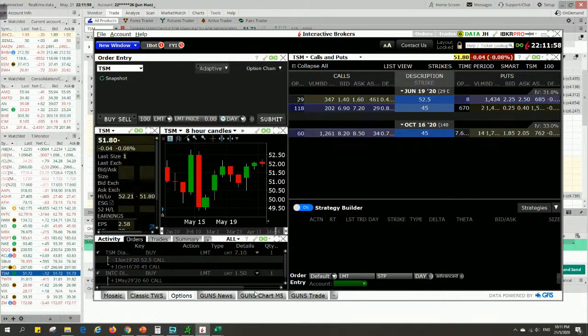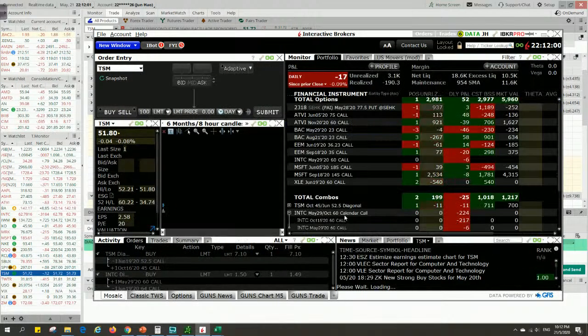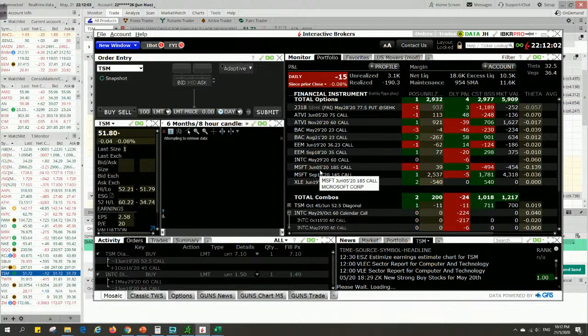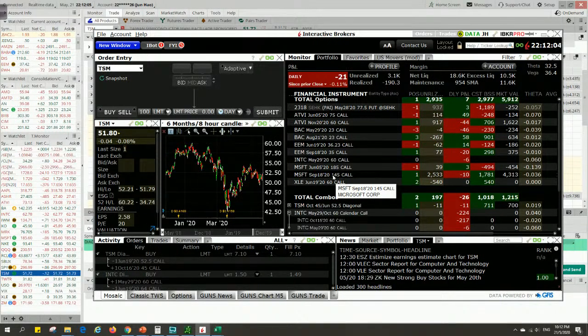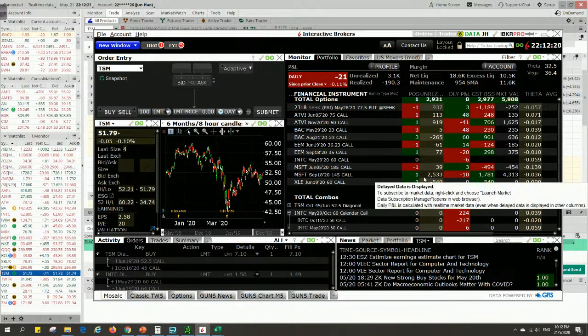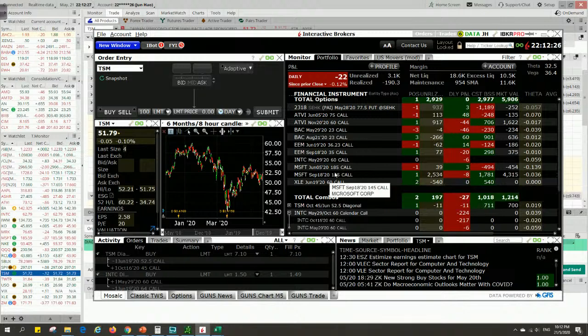Likewise, you can see from my portfolio, I've already converted a calendar spread on Microsoft into a diagonal spread. Currently, the profit for this trade is at like 2.5k, and this profit largely comes from the upwards movement of the stock price from 145 to 185.